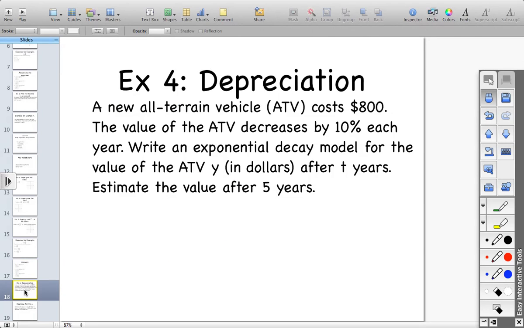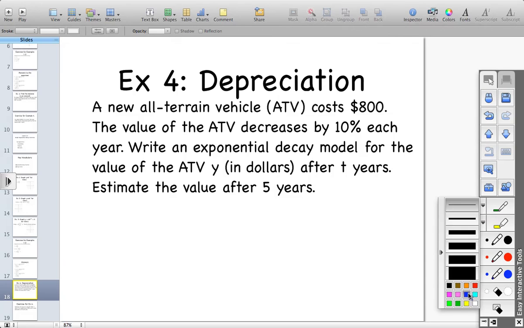Our last example is talking about depreciation. So again, those of you that have been in the business class, this might be familiar to you. We have talked about values. How do you account for this? You buy something new, but next year it's not going to be worth as much. How do you account for that on your balance sheet? So we talked about depreciation.